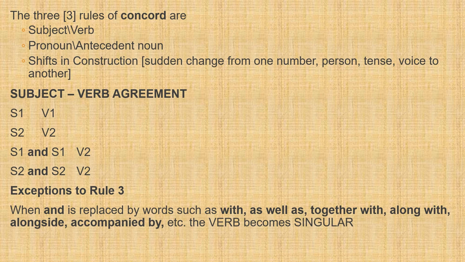So basically, what we have learned today is subject-verb agreement. When the subject is singular, S1, the verb must be singular, V1. When the subject is plural, represented by S2, then the verb must also be plural, represented by V2. And when singular subjects are joined together by the conjunction and, then it becomes plural. The verb must show plurality. S1 and S1, the verb must be V2, plural.